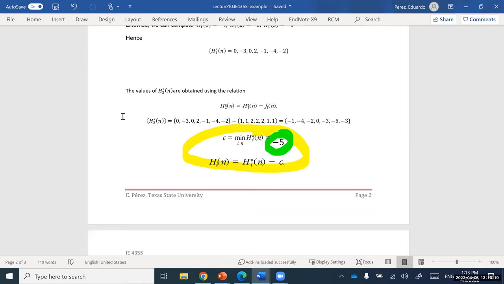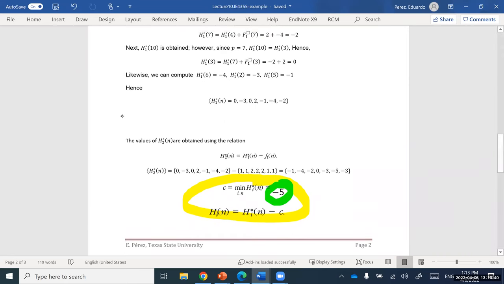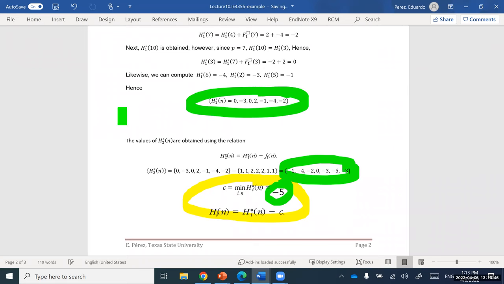Yes, so after you get the H star value, the rest is straightforward. It's just completing the formulas. Once we get this value, we can just subtract H star in from both sets. So I'm going to look at this set right here and this set right here, H1 star and H2 star, and we're going to subtract -5 from each one of those numbers.